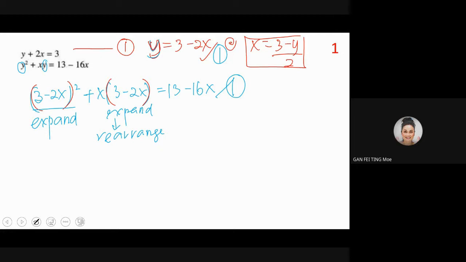So I already made a mistake. Please make sure that in the exam, your numbers are written with a bit of spacing, so that you can see your writing clear and neat. Then after that, get it arranged. After rearranging, you will get a quadratic equation.